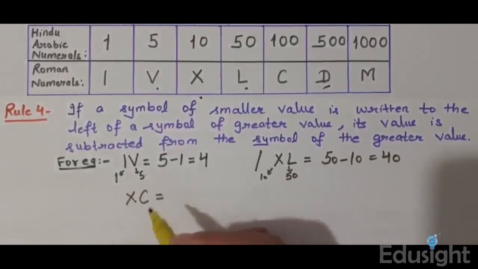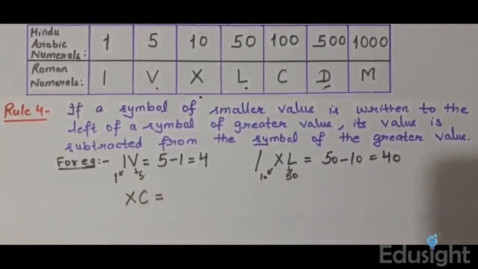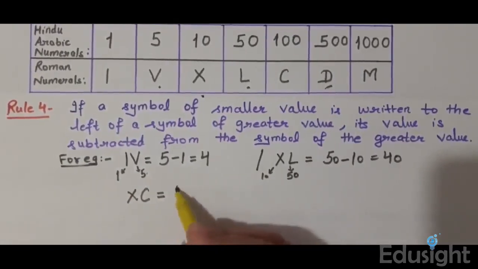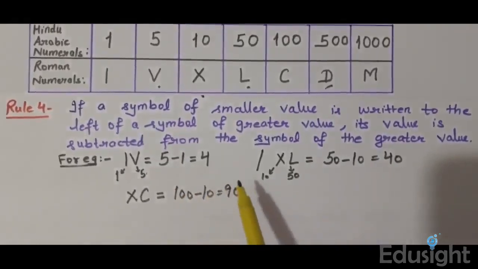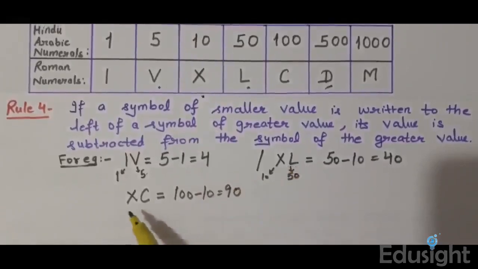Take one more example, XC. X is for 10, C is for 100. So subtract 10 from 100. It will be 90. Students, these two Roman numerals XL and XC are frequently used in the questions of Roman numerals.